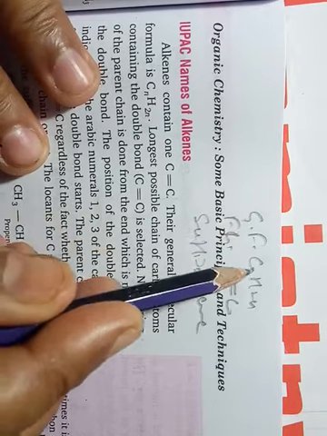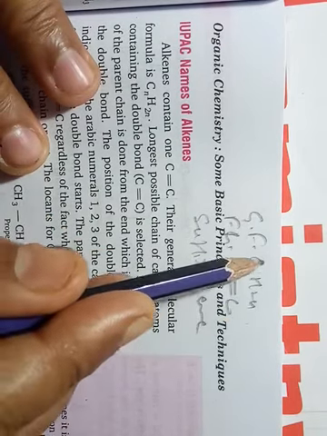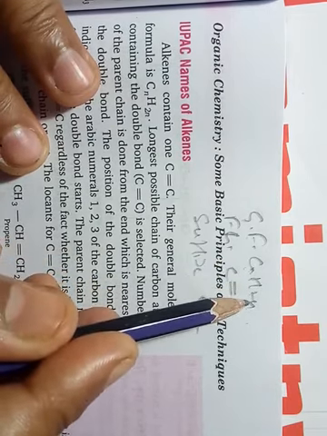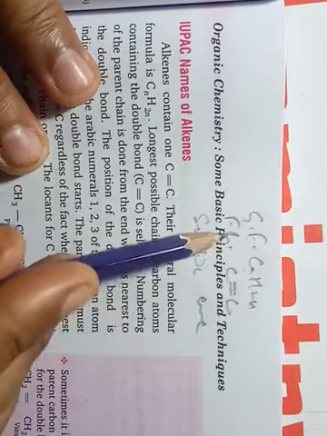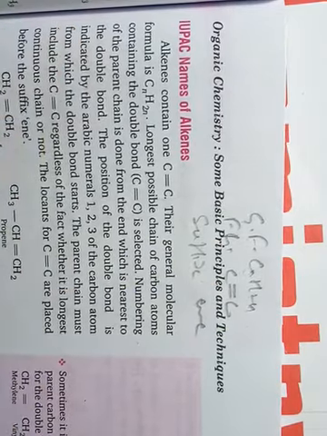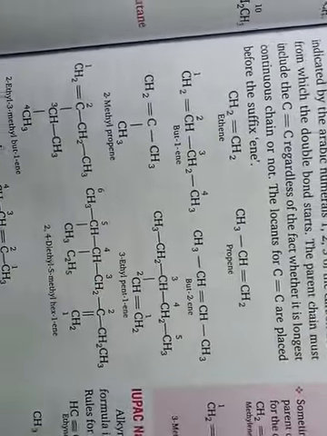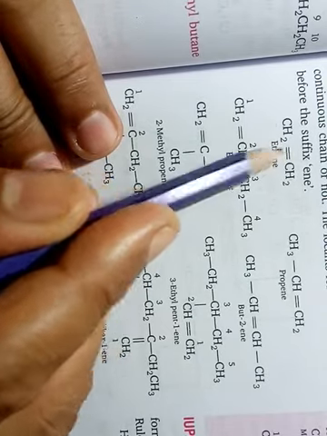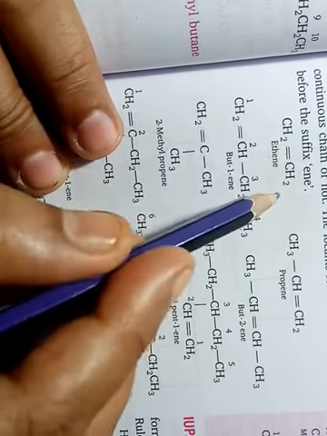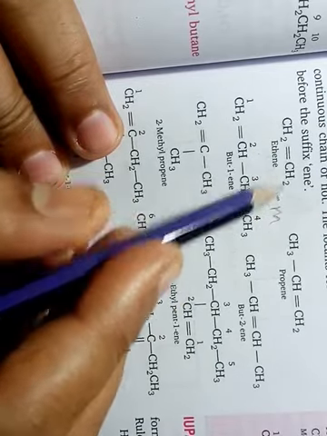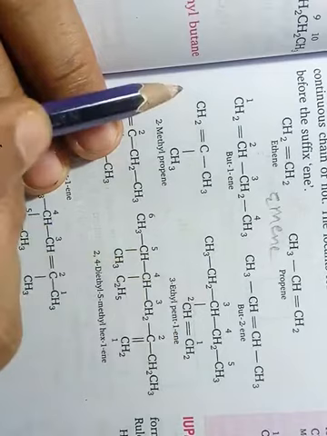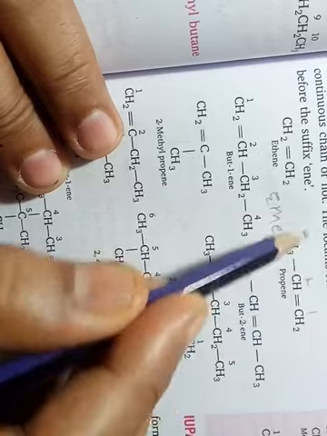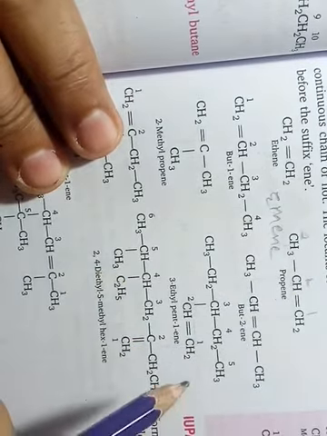So general formula CnH2n. So if the number of carbon atoms is n, then hydrogen will be 2n, just double the number of carbon atoms. And an alkene should have at least one C=C double bond, and suffix will be -ene. So for example, here these 2 carbons are attached with 1 double bond. So 2 carbons are there, so word root will be eth, because a double bond is present. So suffix will be -ene, ethene. Okay students, this is propene. So 1, 2, 3, 3 carbons are there, prop, and suffix will be -ene, propene.